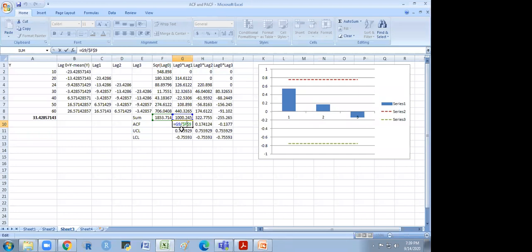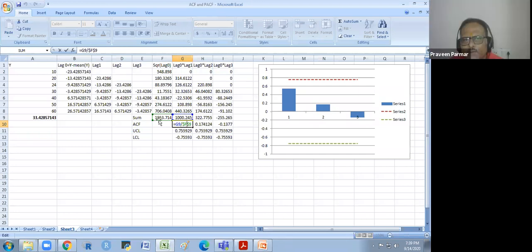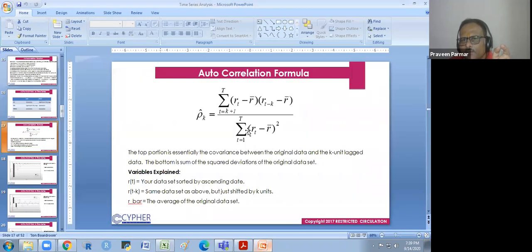So this is the formula I have written, G9 divided by F9. The F9 is the square of lag 0, not the square root, as per the formula. Square of lag 0. Okay, does that make sense to everyone?